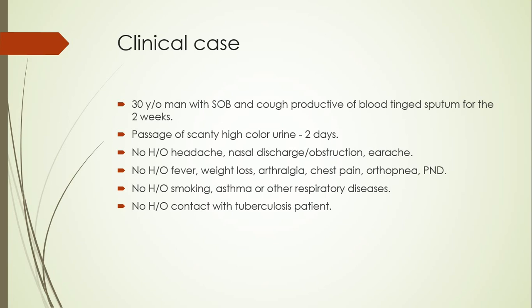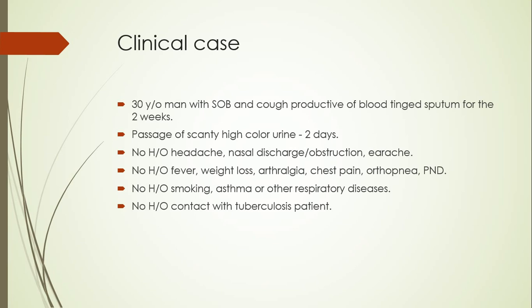There is no history of fever, weight loss. So fever and weight loss are common in tuberculosis, but the patient doesn't have them. There is no history of arthralgia. Arthralgia is a non-specific finding which can be present in multisystem disorders such as Wegener granulomatosis and other vasculitis. There is no history of chest pain, orthopnea, or paroxysmal nocturnal dyspnea, excluding any cardiac disease.